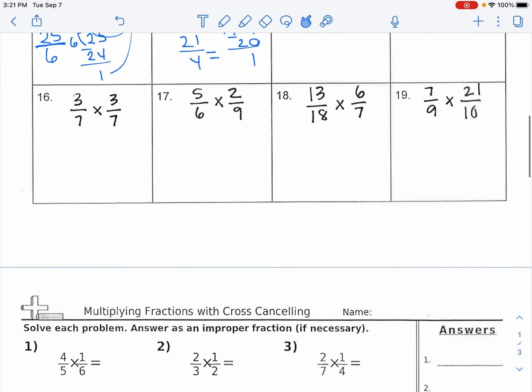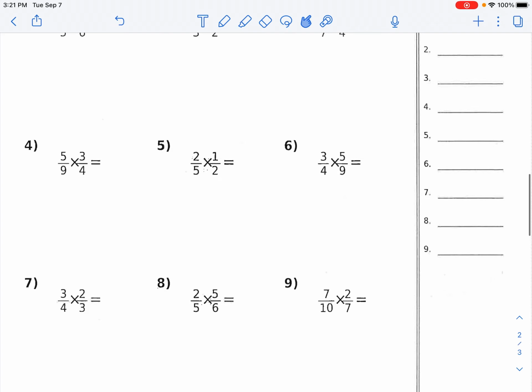All right, so you're going to try the rest of this page and 1 through 9 here. Make sure and ask if you need help.